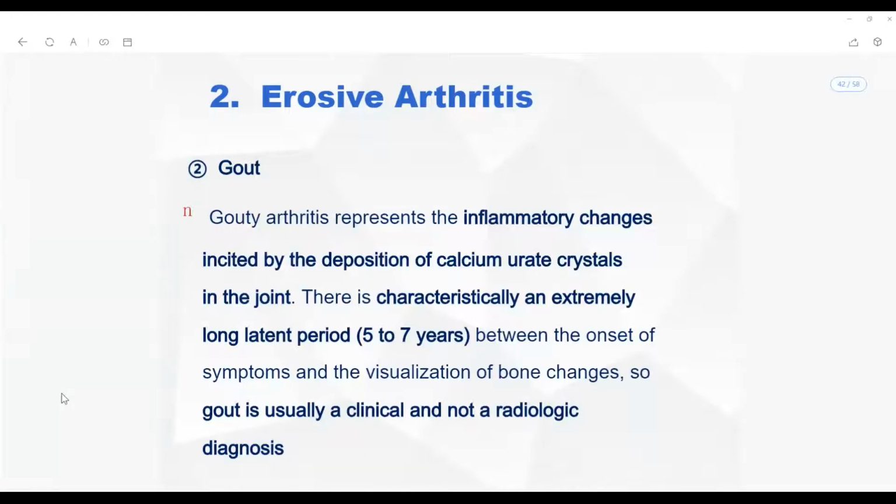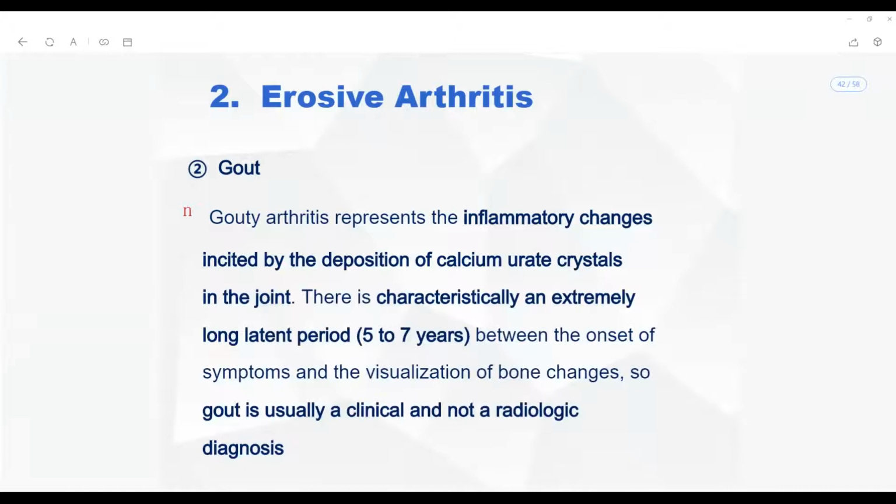It is characteristically a disease which takes a long latent period. It takes something around 5 to 7 years of development, because the deposition of these calcium urate crystals inside the joints takes a long time to develop. So it is happening because of purine metabolism.